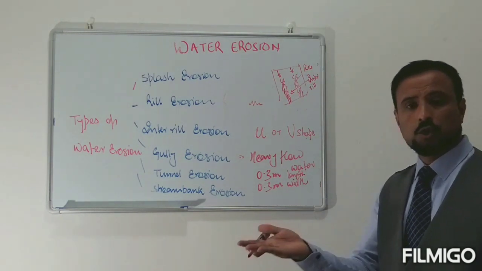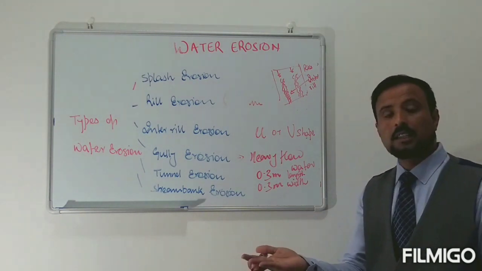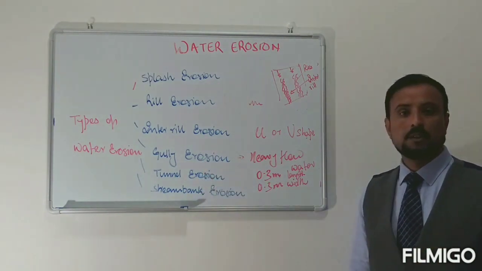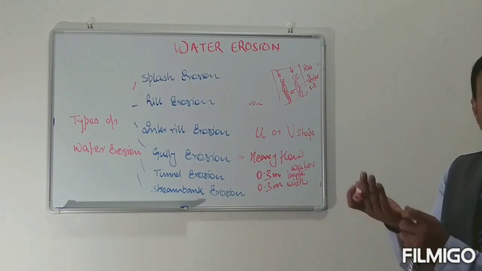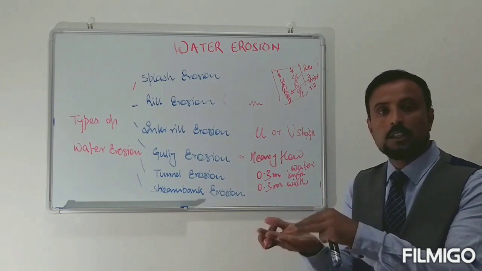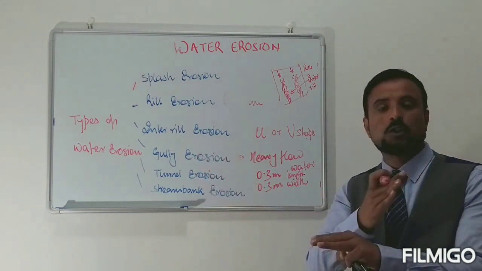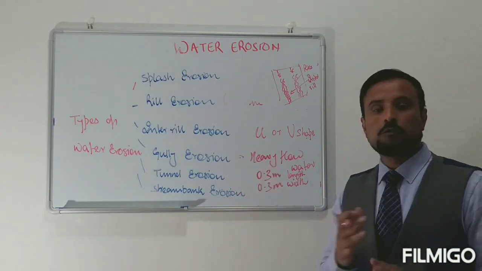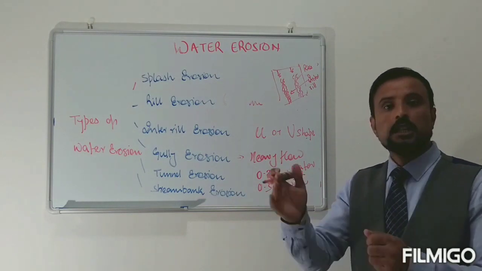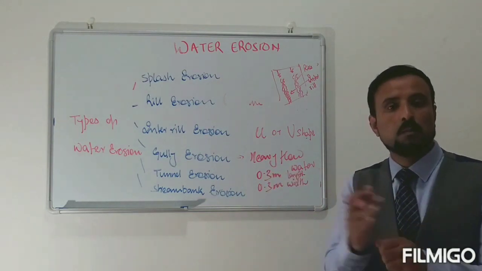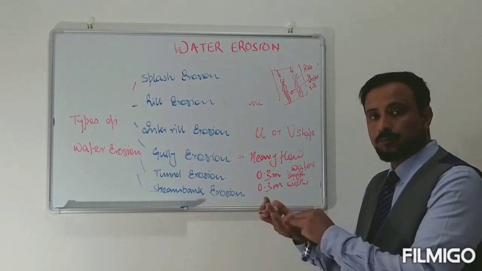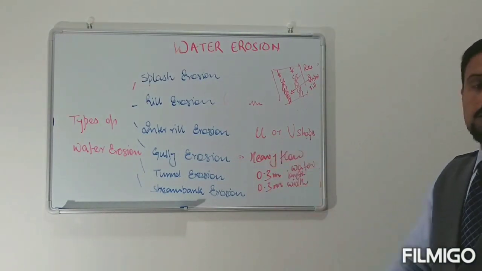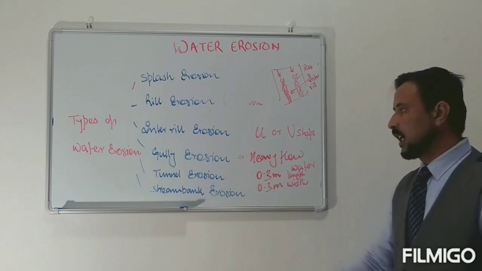Basically, when the shear strength of the soil is less than the shear strength of the water moving on top of it, this kind of erosion happens. When the shear strength of the soil, the particles holding to each other, is more than the flow of heavy water, then the gully erosion doesn't happen. But when the shear strength of the moving water is more than the shear strength of the soil, this U or V shaped gully formation happens in this kind of gully erosion.